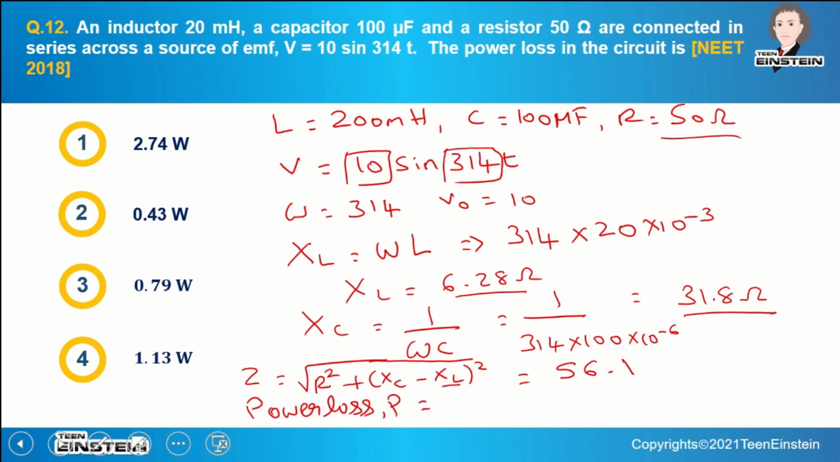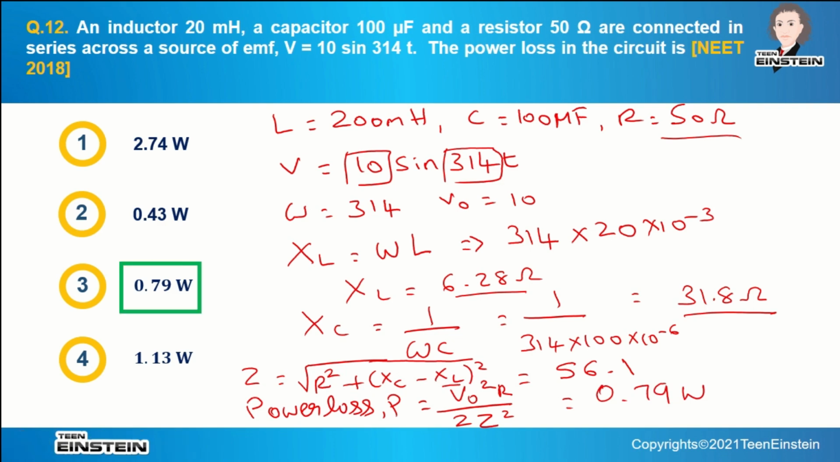The power loss P is given by V naught square R by 2 Z square. So if you substitute the values, you know the value of V naught is 10, R value is 50 and Z value is 56.1, you will be getting the value as 0.7 watt. So the correct option is option 3, 0.7 watt.